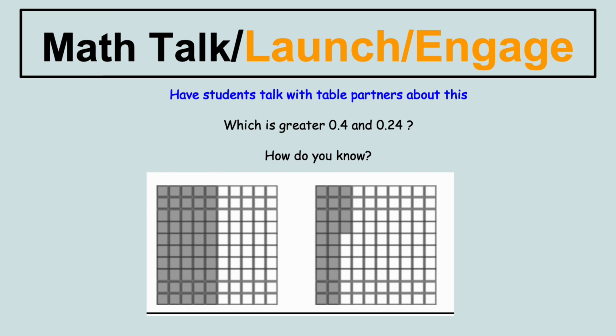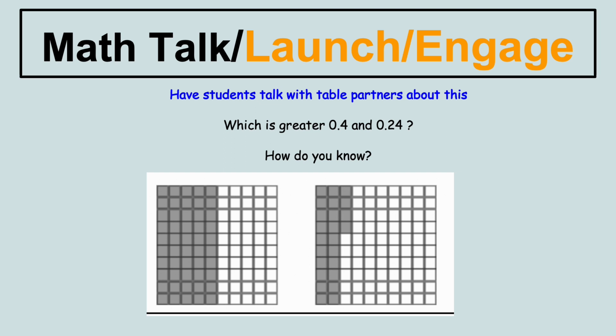Launch and engage. The teacher will have students work in pairs with their table partners. They will be able to compare 0 and 4/10 and 24/100. This would allow students to solve and create products by working in pairs. The teachers will use questions to guide their thinking and to support the students in constructing their responses and new knowledge as well. Questions will be, how do you know which one is greater?